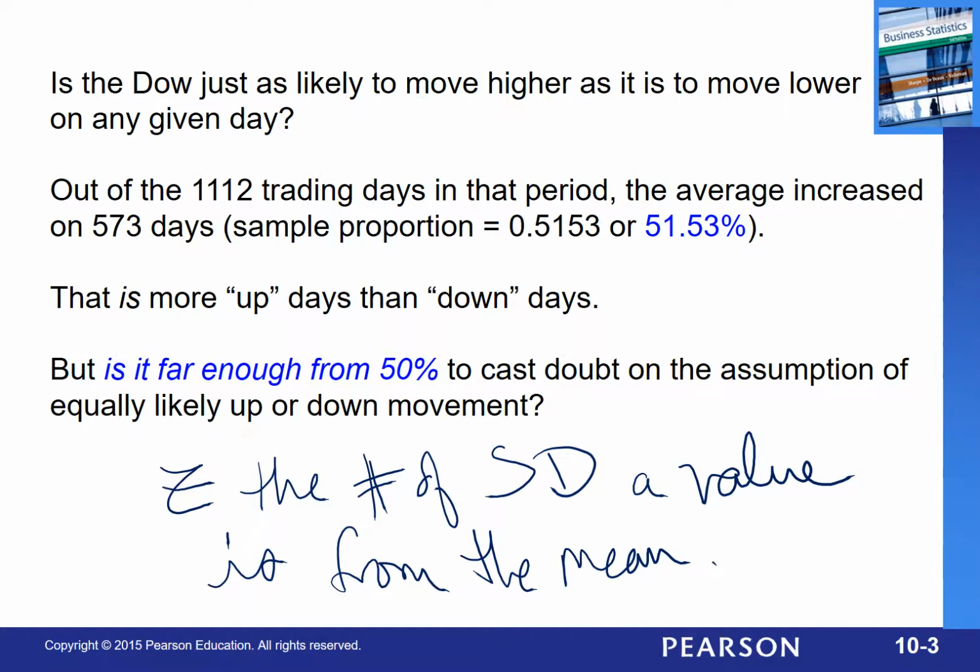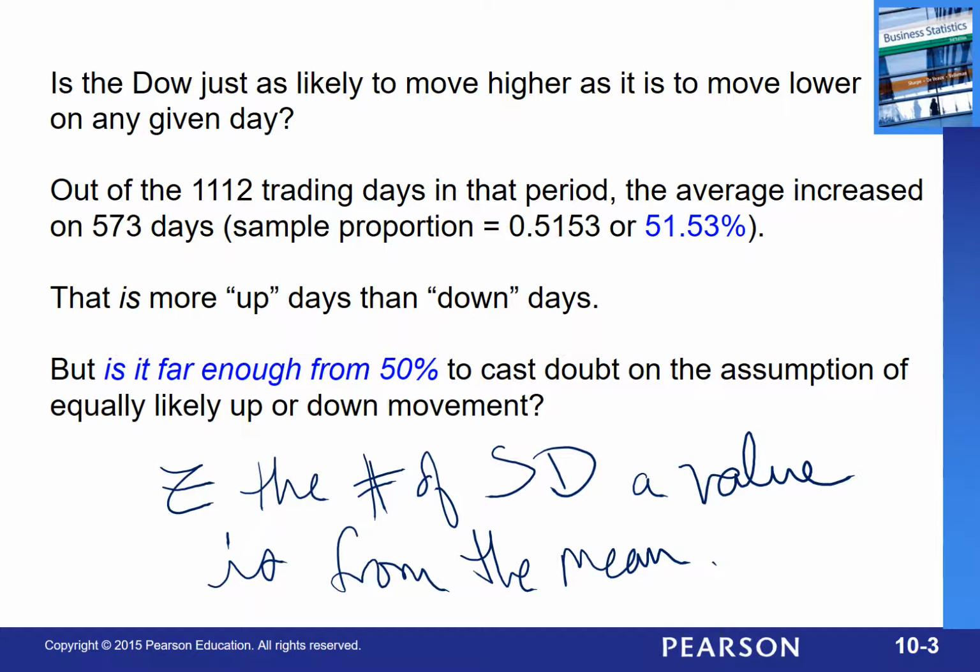So what we're going to investigate is: is the Dow just as likely to move higher as it is to move lower on any given day? Is it going to move up equally as much as it's going to move down compared to the previous day? In looking at these 1,112 trading days in that period, so just the period we just saw the graph of, 573 of those days were increases. So I wrote out what that proportion is. To find the sample proportion, remember that's just your successes out of your total number of trials. And that's about 51.53%. I am rounding here.